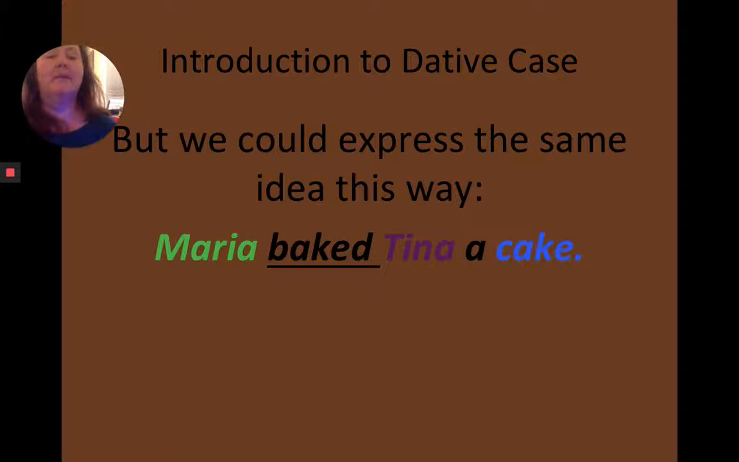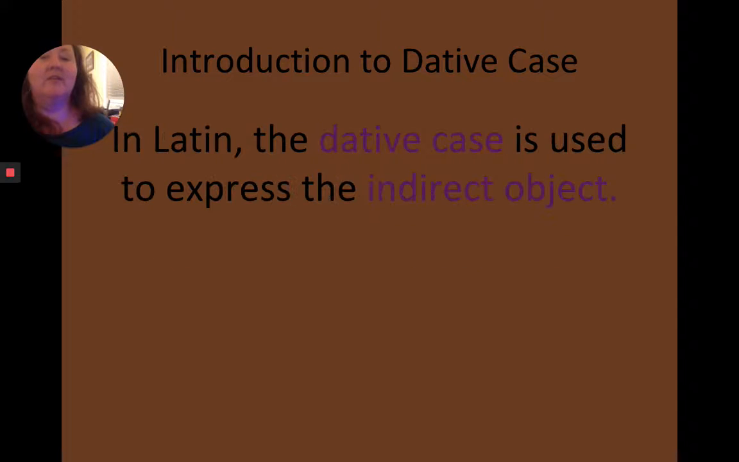But look what happens when we rearrange the words a little bit. Maria baked Tina a cake. Maria baked what? A cake. That's the direct object. For whom? Tina. And that is our indirect object. In Latin, the dative case is used to express the indirect object. It goes with a direct object and answers the question to or for whom.